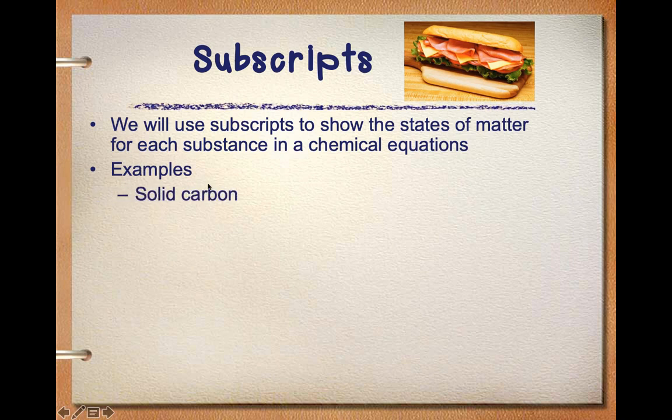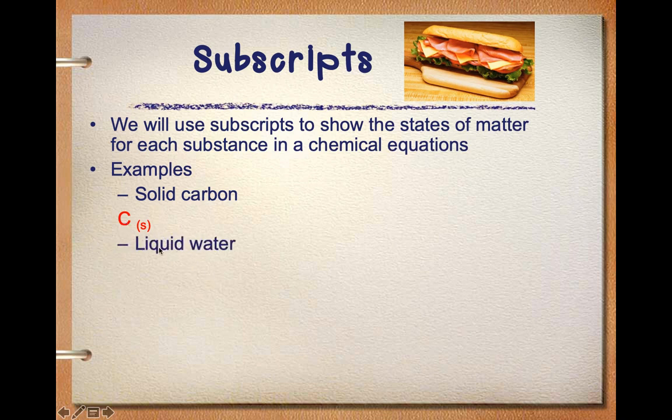So here's some examples. If you had solid carbon, you would say, oh, well, carbon is an element. It's on the periodic table. The symbol is capital C. For solid, you're going to put a little parentheses and an S inside it. Without the parentheses, it might look like it was part of the chemical formula, and that would be confusing. So this means solid carbon. You would put that in a chemical equation.